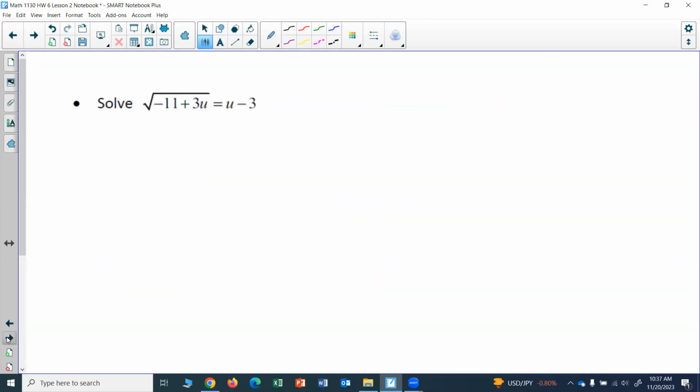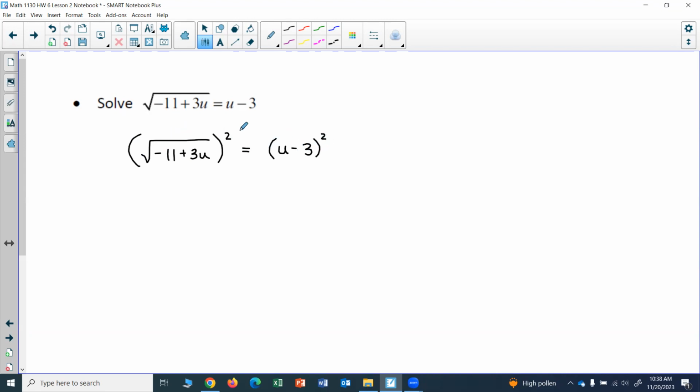Let's get started. We want to solve the square root of negative 11 plus 3u equals u minus 3. So now our radical is by itself already on one side of the equation. And so I can go ahead and start the process where I square both sides. So I'll have the square root of negative 11 plus 3u, I'll go ahead and square that, equals, and then I'm going to put u minus 3 in parentheses on the right side, u minus 3 quantity squared.